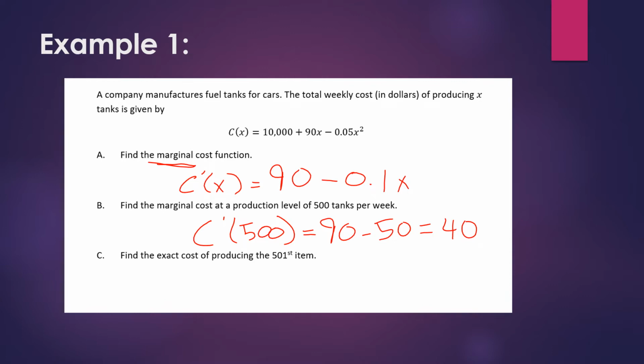So for part C, they're asking us to find the exact cost of producing the 501st item. So they're asking us to find C of 501 minus C of 500. So this is kind of similar to the last section with differentials. Part B is giving us the approximate cost of producing an extra unit, where C is going to give us the exact cost. So to do C, I'm going to get my calculator out.